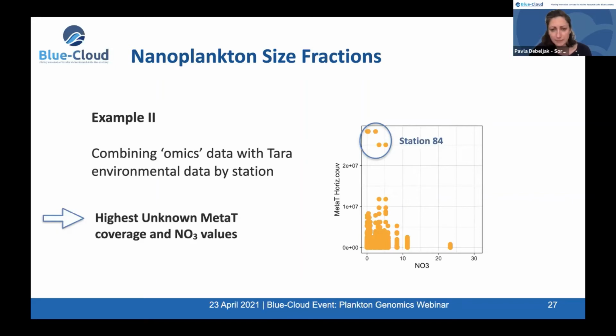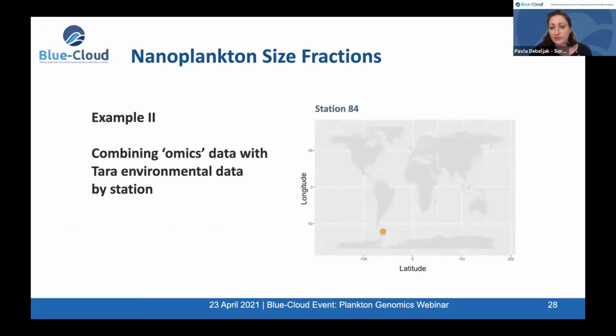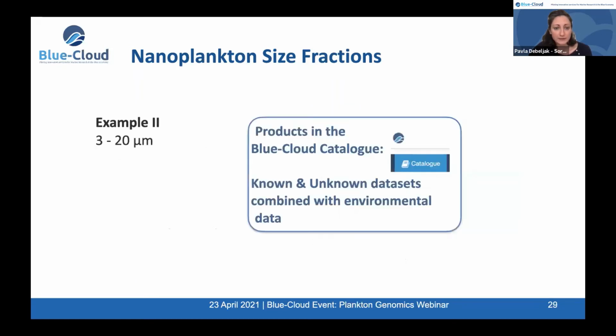And in this case, I'm showing you the metatranscriptomes against the nitrate concentration. So you see that several of these sequences seem to have very high horizontal coverage with quite low nitrate level. And the notebook can pinpoint exactly to which station, and this station can then be plotted. And again, it is more of a hypothesis-driven tool. So from here on, you can postulate further experiments. And this as well is implemented for all the size classes, and all of these datasets with the corresponding environmental data can be downloaded from the Blue Cloud catalog.